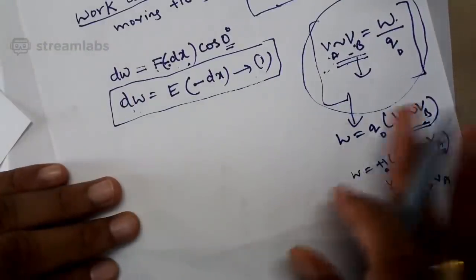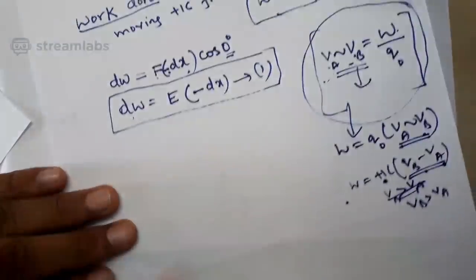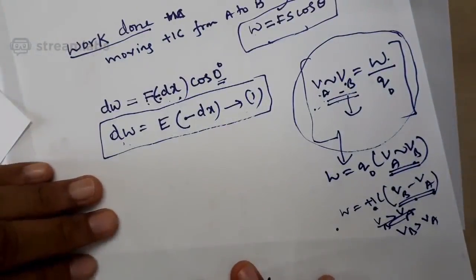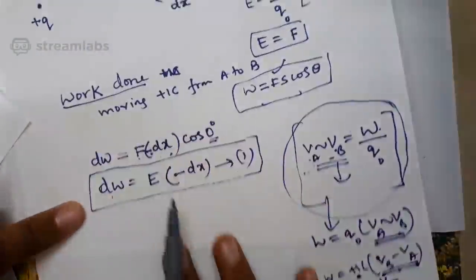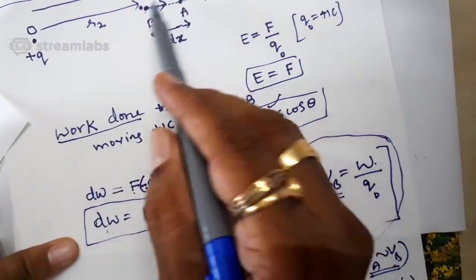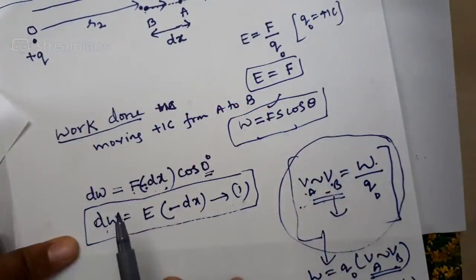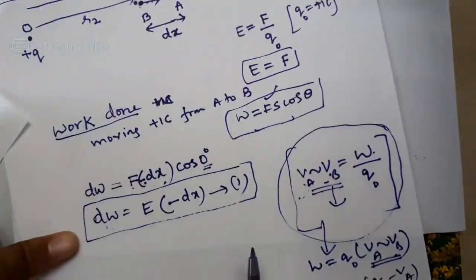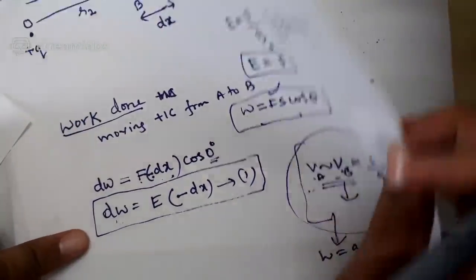Okay, that is one point I wanted to tell you. I think it is clear. Coming back to our discussion again: the work done in moving a plus 1 coulomb charge from A to B is a clear indication that there is a potential difference between the two points. Let me take the help of this equation only.